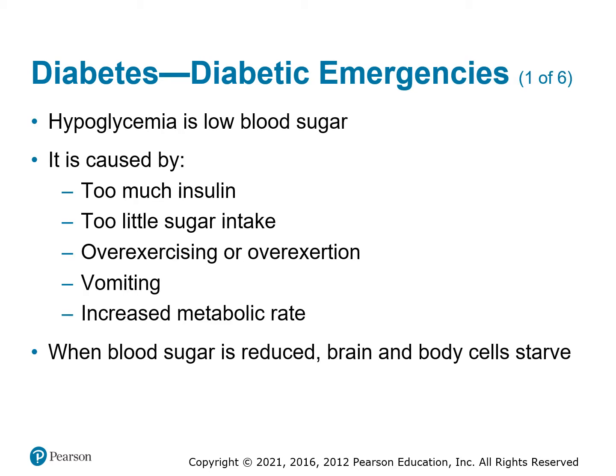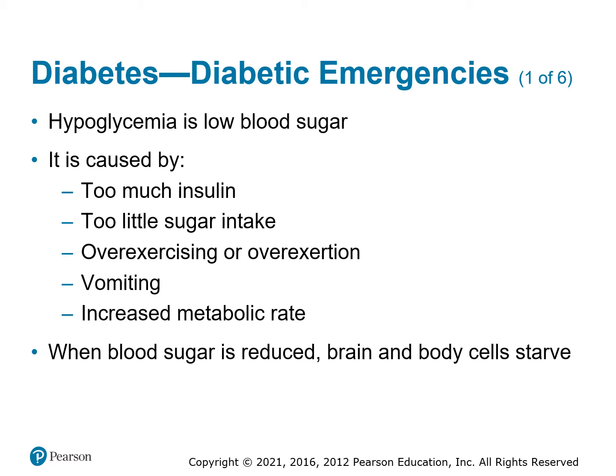Diabetic emergencies are really common in AMS. It could be from too much insulin or too much sugar, too little sugar, over-exercising or overuse of the energy. They could be vomiting. If you can't eat, or when you do eat, you vomit it up, you're unable to absorb any of the nutrients and carbohydrates. Maybe there's an increased metabolic rate.